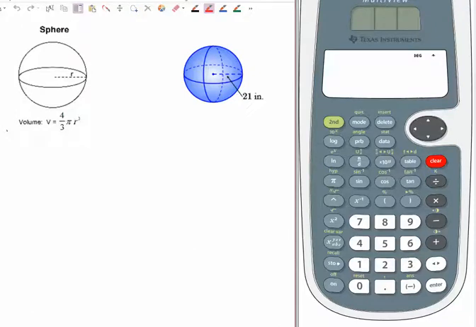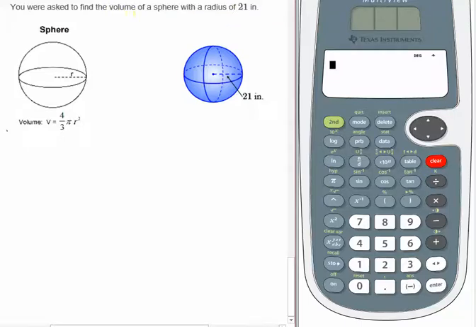This problem asks us to find the volume of a sphere. So it says find the volume of a sphere given a radius of 21. In this case, the units are inches. That's actually all we need to find the volume of a sphere, either the radius or the diameter.